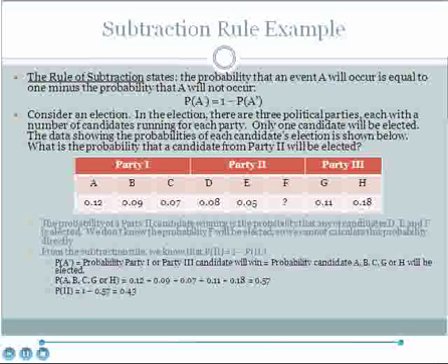By the subtraction rule, the probability that a member of Party 2 will be elected is equal to 1 minus this value, or 1 minus 0.57, which is equal to 0.43. Thus, the probability that a candidate from Party 2 will be elected is 43%.